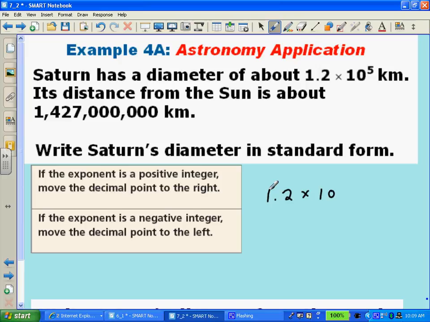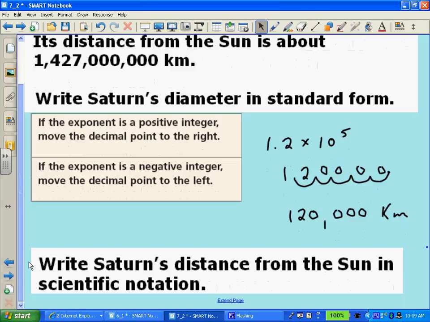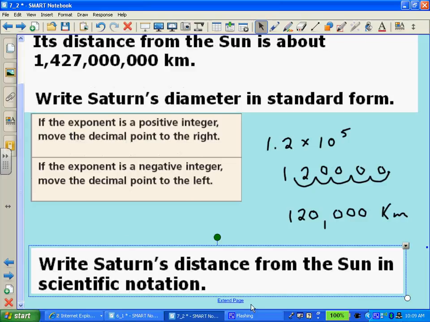Well, the diameter is currently in scientific notation. So I'm going to use the same rules that we just talked about. It's a positive exponent. That means I'm moving the decimal to the right. So I'm going to take the 1.2, and I'm going to move my decimal 5 spots to the right. Fill that in with zeros, and I come up with 120,000 kilometers. So the diameter of Saturn is 120,000 kilometers.